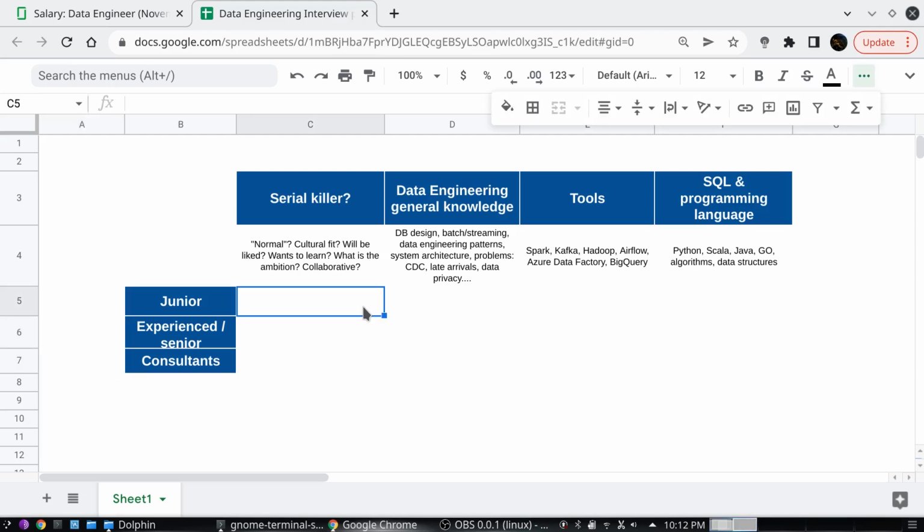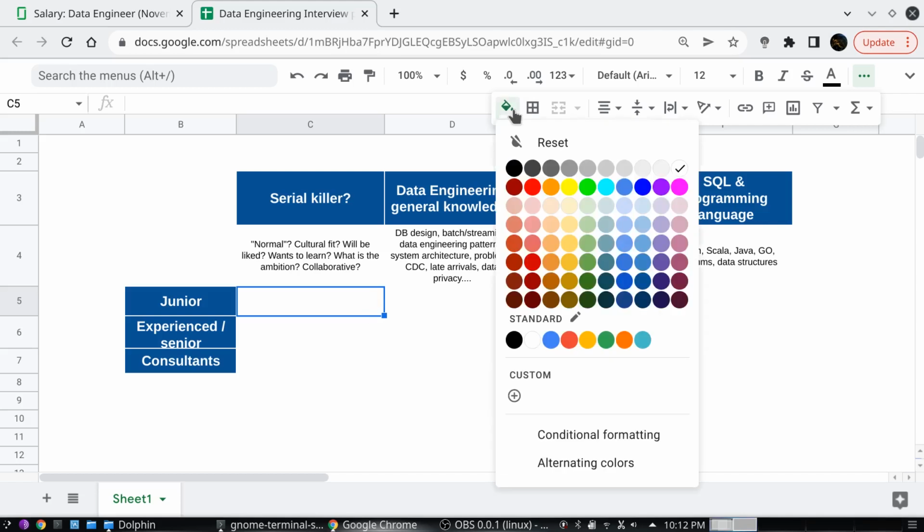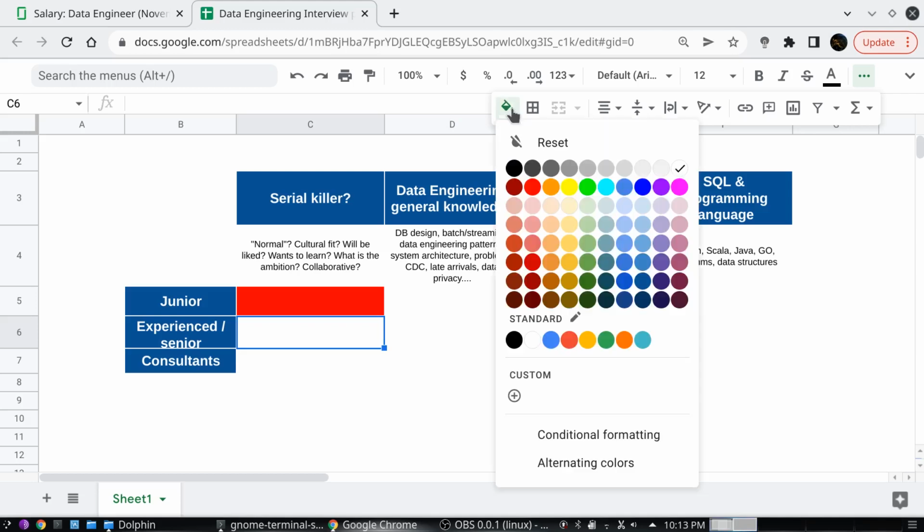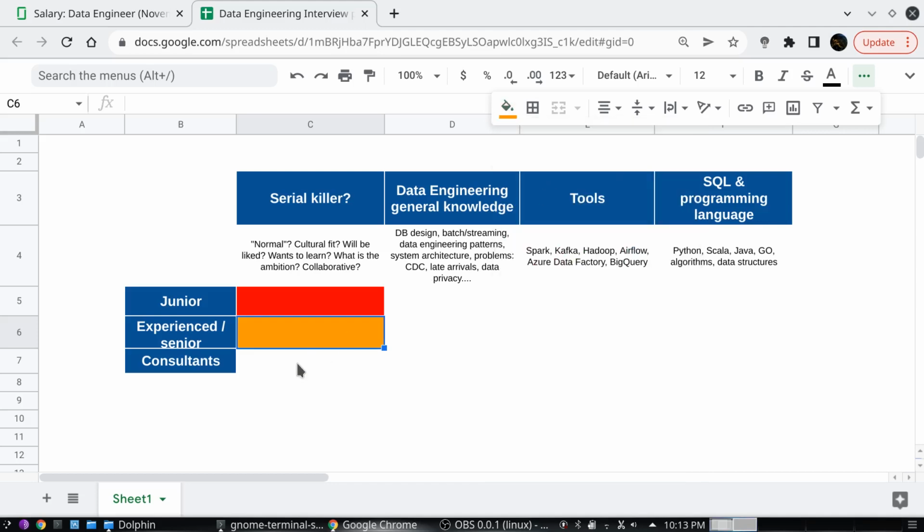When you are applying for a junior position, then of course the cultural fit, whether you are a serial killer, is extremely important for the company. You don't carry much knowledge with you, that's obvious, but it's super important whether the people in the company will be willing to coach you. This is a bit the opposite for an experienced senior. You might be a bit, so to speak, strange person. You already have a lot of knowledge, so maybe the other guys in the team will need to adjust to you, so it's not so super critical.